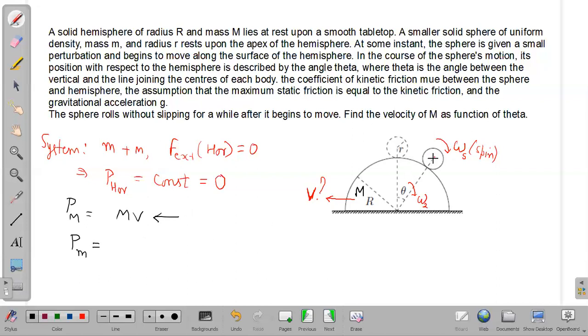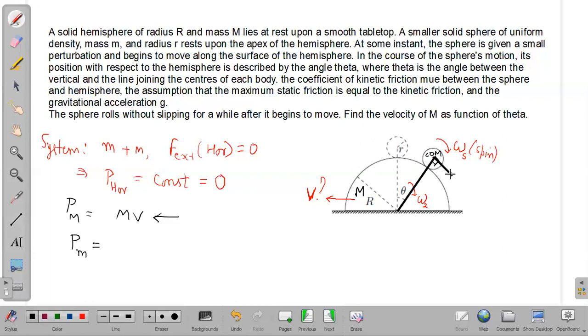Notice that the center of mass of that small sphere will have a velocity which is perpendicular to this radius vector. If I join this radius vector, then that and the velocity of center of mass, these two are at a 90-degree angle. And what will be the velocity of that center of mass?